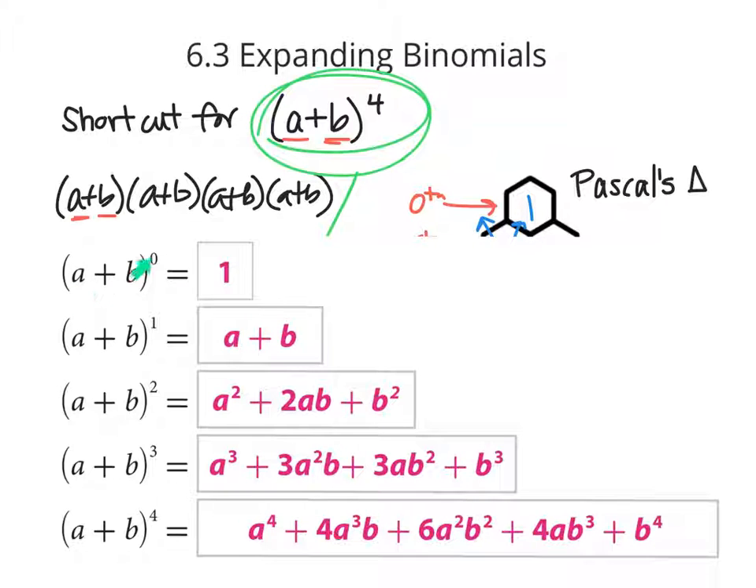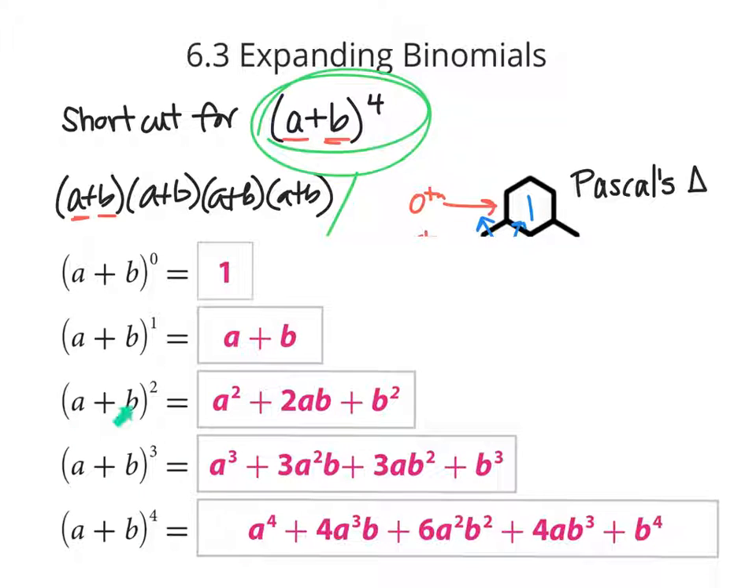So notice to the 0 power, that gave me 1. That matches that first row. To the 1st power, that gives me 1A plus 1B. To the 2nd power, I have 1, 2, 1 as the coefficients. To the 3rd power, I have that 3rd row, 1, 3, 3, 1. And to the 4th power, I have the 4th row, 1, 4, 6, 4, 1. Now the other thing that we need to pay attention to is what's happening with the exponents. So notice that the exponents on the first term are decreasing until they get to 0.